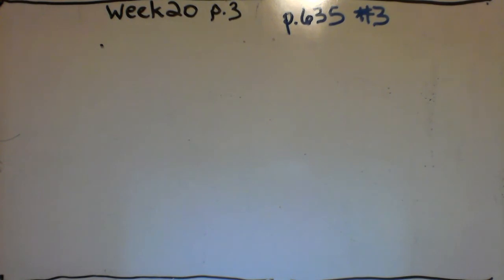This is week 20, page 3 of your homework sheets. We're looking at number 3 on page 635 of your textbook. A buffer with equal amounts of acetic acid and acetate ion stabilizes a solution at pH of near 4.7. Derive this pH value from the acid dissociation constant of acetic acid, which is 1.8 times 10 to the negative 5th. Hint, see equation 17 in chapter 18.